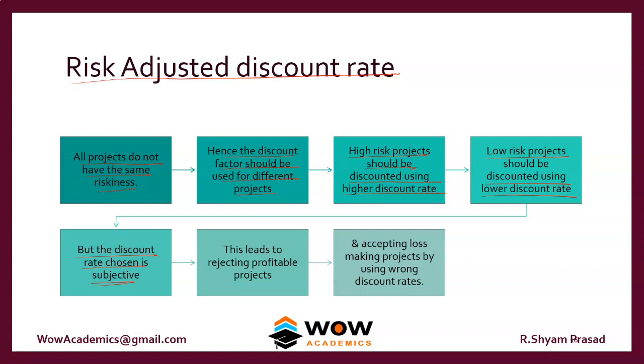But the problem is whether you should use a high discount factor or a low discount factor. For example, if you use 20% for a high risk project and 5% for a low risk project, how did you arrive at 20% and 5%?